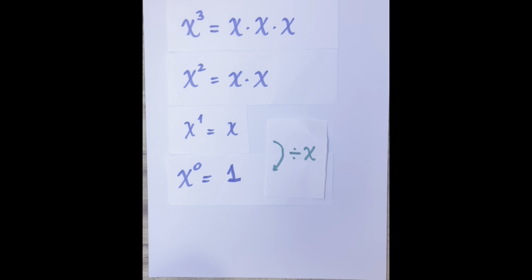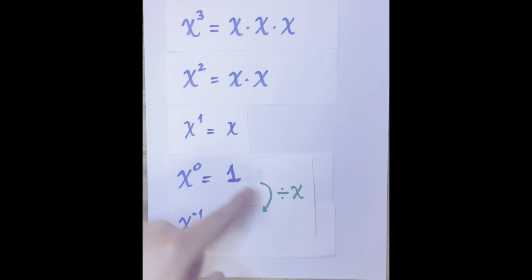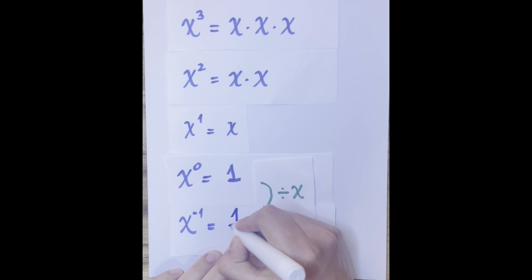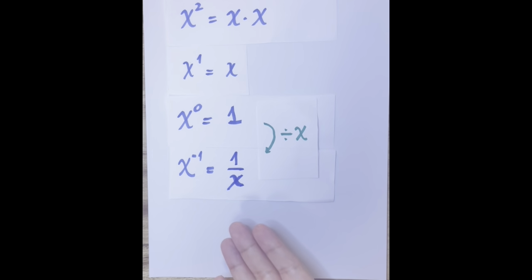Let's go even further. What would be x to the negative 1? Well, we can repeat the same process. It would be x to the 0 over x, so it will be 1 over x. So x to the negative 1 should be 1 over x.